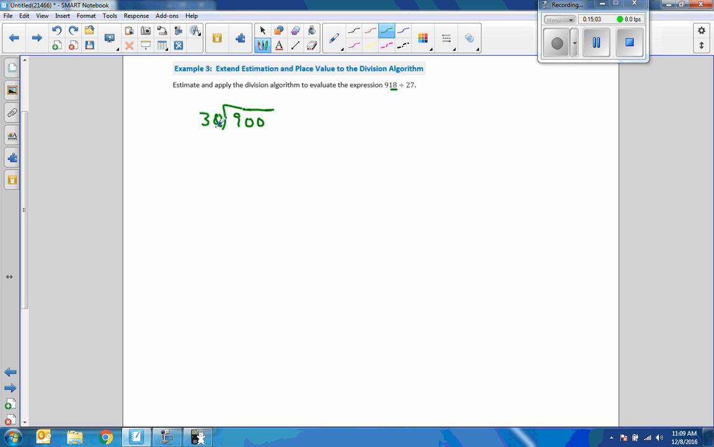Okay. Ignore that 0 because there's a 0 there. So now really we're dividing 90 divided by 3, and we get 30. So this is an estimate. We can conclude that a good estimate for the quotient, 918 divided by 27, is 30. So that's our estimate. Now we're going to do the actual.